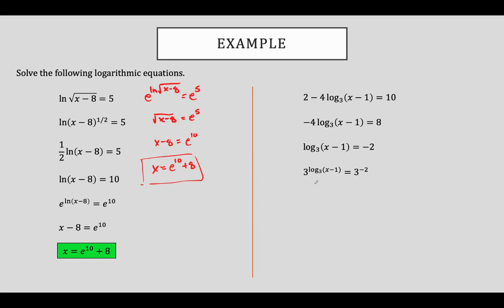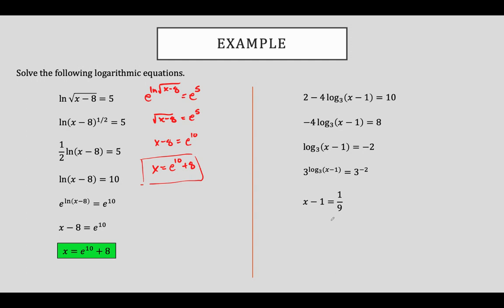We have 3 raised to the log base 3 of x minus 1 is equal to 3 to the negative 2. Because these are inverse operations, the whole left-hand side of the equation is going to become x minus 1. And 3 raised to the negative 2, well, those negative exponents give us a reciprocal. That's 1 over 3 squared, which is 1/9. x minus 1 is equal to 1/9.